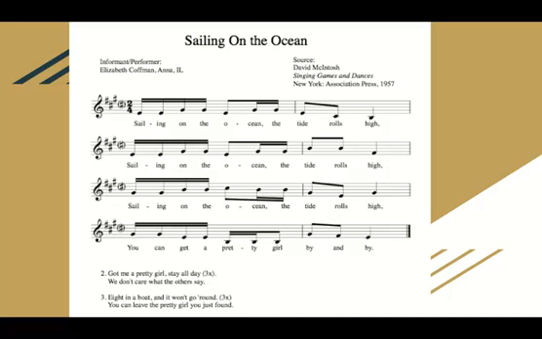So taking a look at the first three lines of Sailing on the Ocean, we have a pretty similar rhythm complex. If I were to say this, substituting our 16th notes for alligator and our 8th/16th notes for sea turtle, we get something that might sound like this. Alligator, sea turtle, tee, tee, tom.